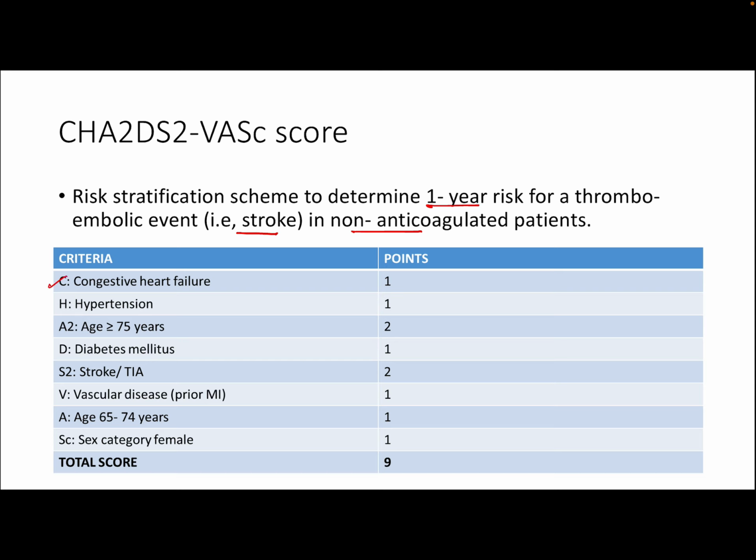So C is congestive heart failure, that gets 1 point. H stands for hypertension, 1 point. A2 is an age that's more than 75 years, gets 2 points. Diabetes gets 1. History of stroke or transient ischemic attack gets a score of 2. A vascular disease like prior myocardial infarction gets a point of 1. Age 65 to 74 years gets 1. And Sc stands for sex category female, gets a point of 1. So the total score comes out to about 9.